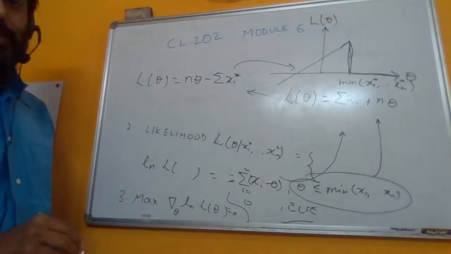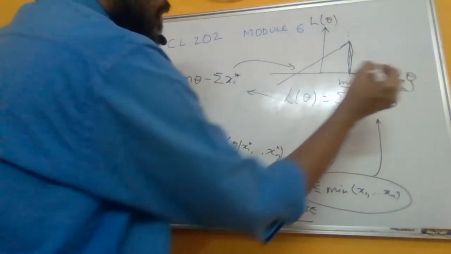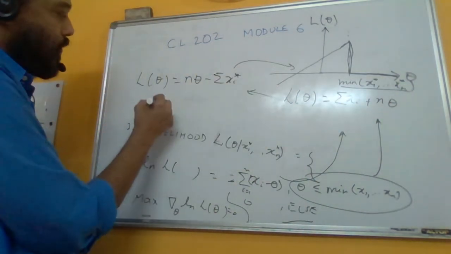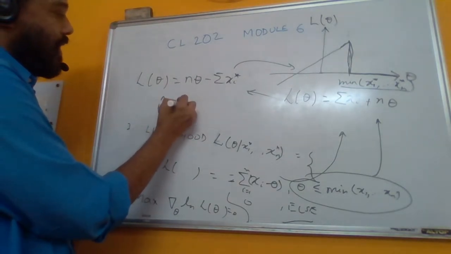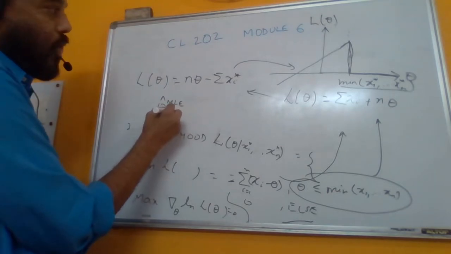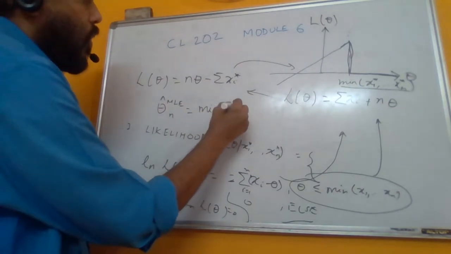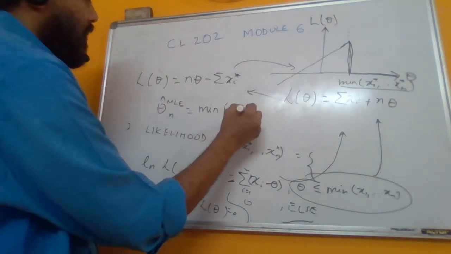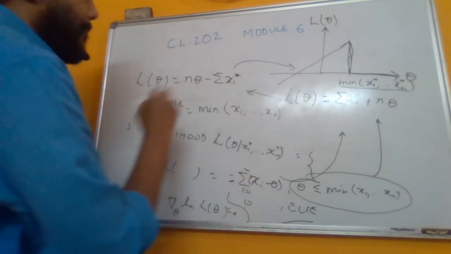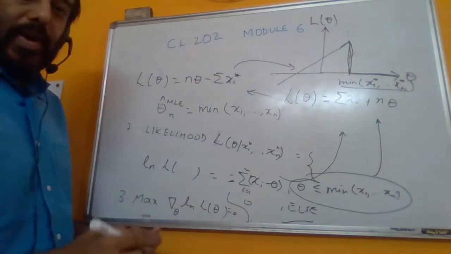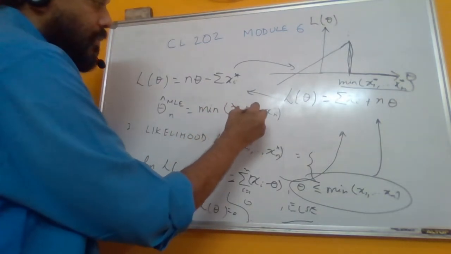So the question is, what is the maximum? And the answer is, of course, that the maximum is nothing but the minimum value of x1 star to xn star. So I'll say theta hat, the maximum likelihood estimate based on n samples, is equal to the minimum of x1 to xn. Now, if I write it like an estimator and not an estimate, then I will put the random variable over here.